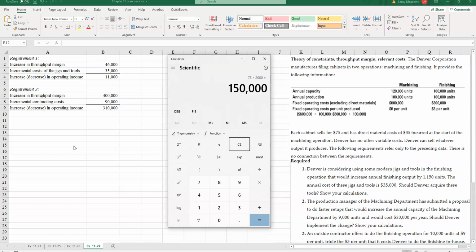What if the company had demand for 120,000 units? Well, in this situation, we would be losing out on the contribution margin of 20,000 units. Why? Because we've lost sales, because the finishing department can only have output of 100,000 units. So there are a number of things to look at with bottlenecking and constraints.